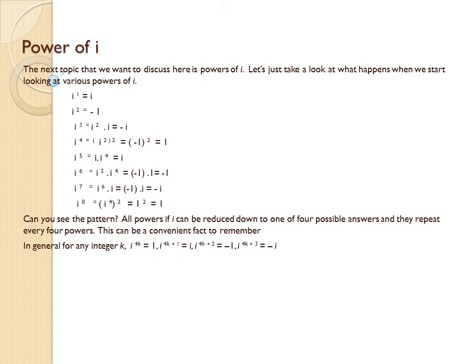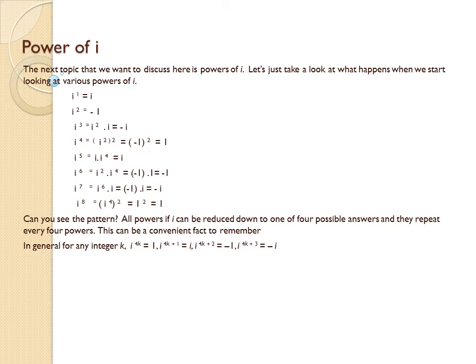So we can remember in a general form, if I take any integer k, i to the power 4k equals 1. If k equals 1, so i to the power 4 into 1, that is i to the power 4. i to the power 4 equals 1, I know. Next one is i to the power 4k plus 1. If k equals 1, then i to the power 5. i to the power 5, I know, equals i.